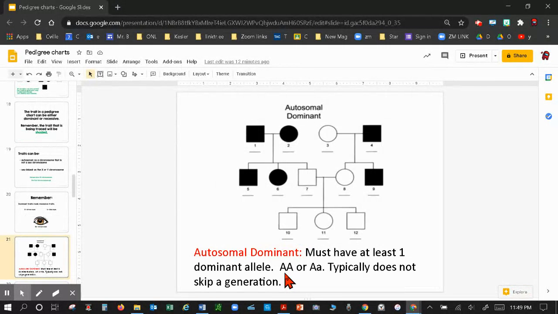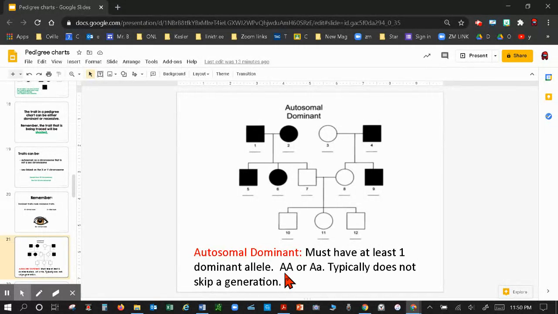As we look at different types of inheritance, one goal is to look at a pedigree and understand how a trait is inherited over time. Is it autosomal dominant, which means it's not on the sex chromosomes? Is it autosomal recessive? Once again, not on the sex chromosomes. It's on the main 22 pairs of chromosomes. Or is it sex linked? We're going to look at some patterns here to help you identify what is what.